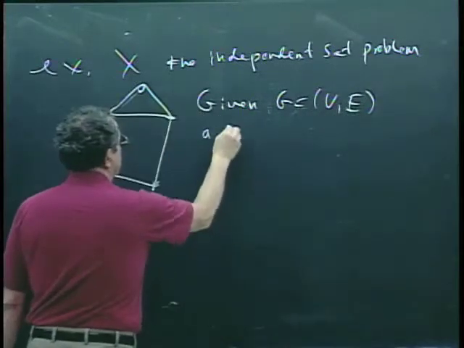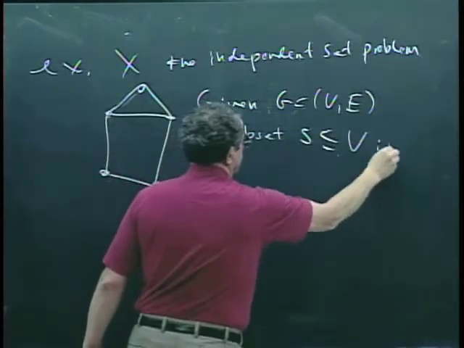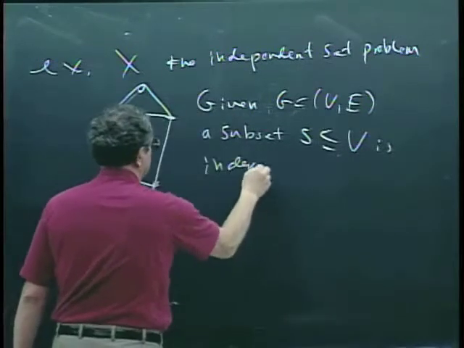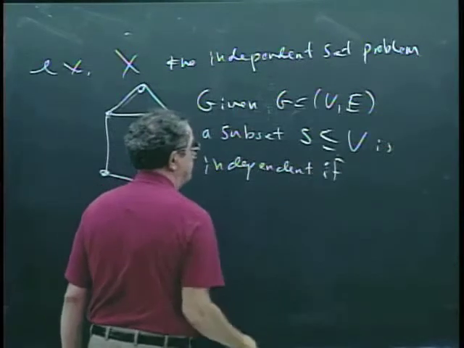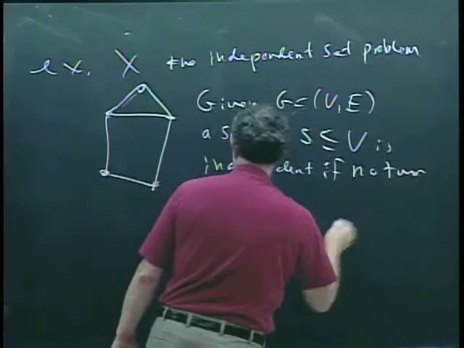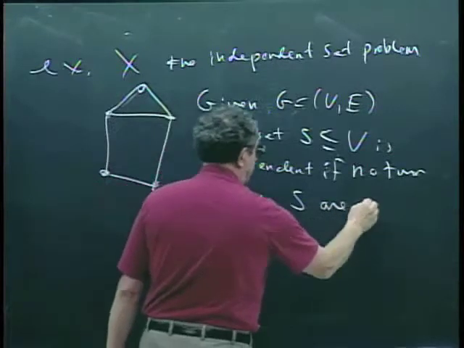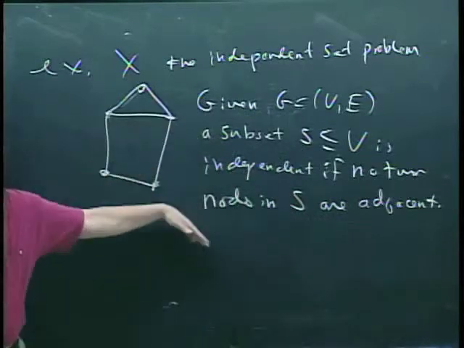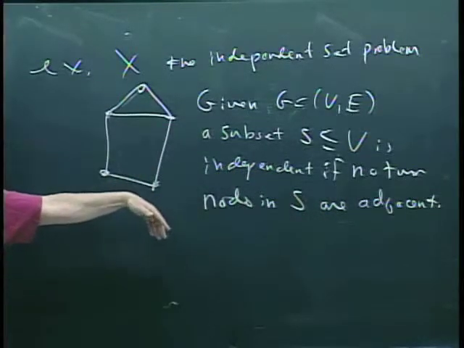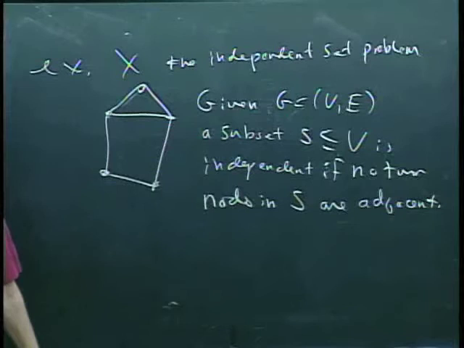A subset of vertices S is independent if no two nodes in S are adjacent. Remember, in your homework you had a question that had to do with independent set on a tree. And you could solve that with a polynomial-time algorithm, a dynamic programming algorithm.